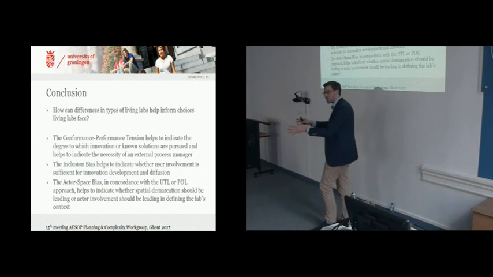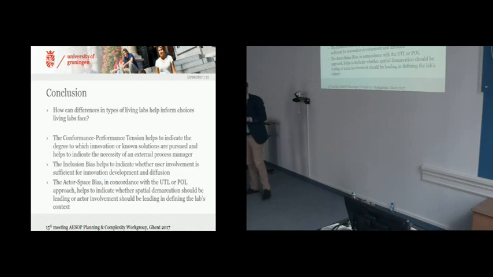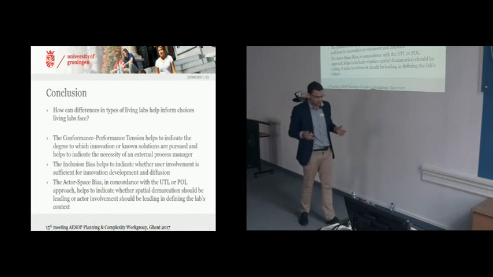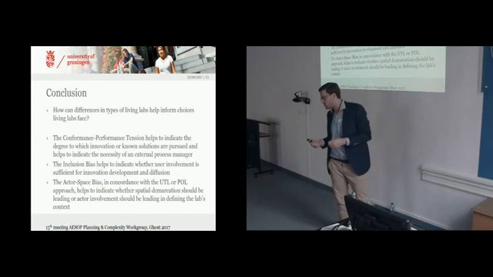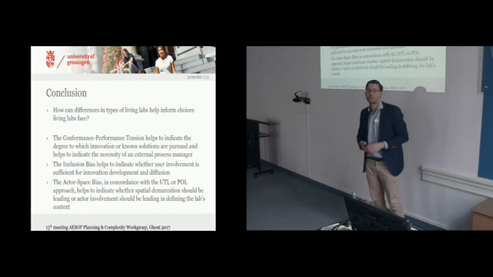And I like that we just talked about this external process manager, because this is the person that can guard the degree to which we should instruct this, how can you say, actor space bias, for example. But also to check whether the learning frame is okay for what we really want to achieve. Why do we want innovation? The external process manager can help to keep track of this.